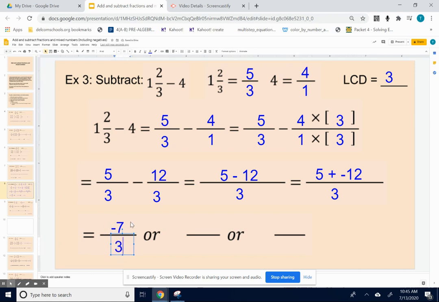That's my favorite answer right here. Since 7 over 3 is reduced, this is my favorite answer. I just want you to know how to get to the other types of answers. That negative could be put in front of the fraction instead. So negative 7 over 3 could be rewritten as negative 7/3.